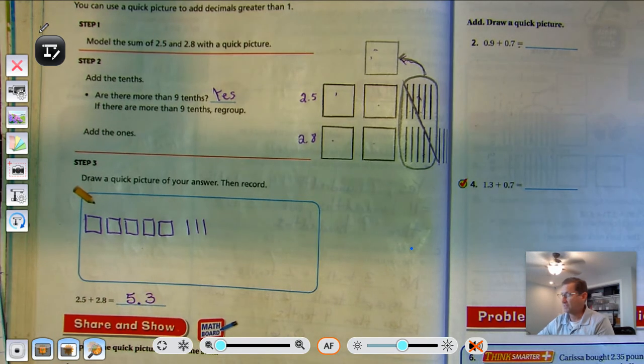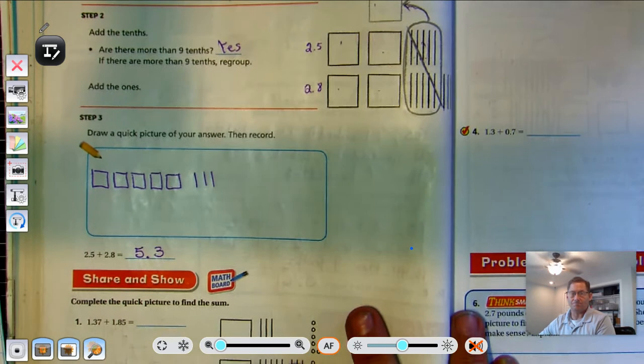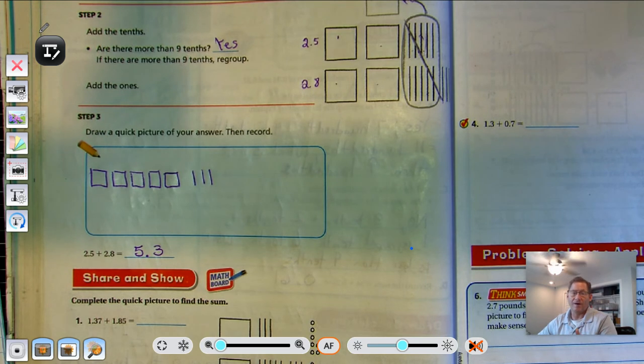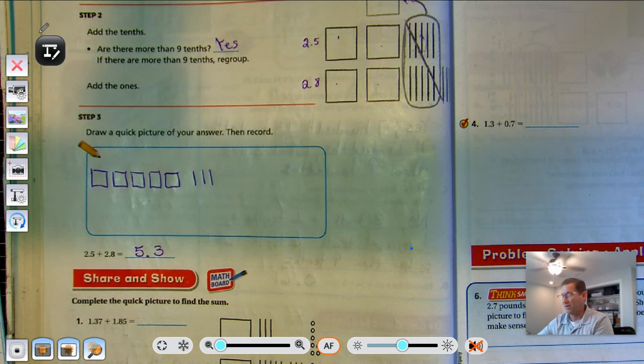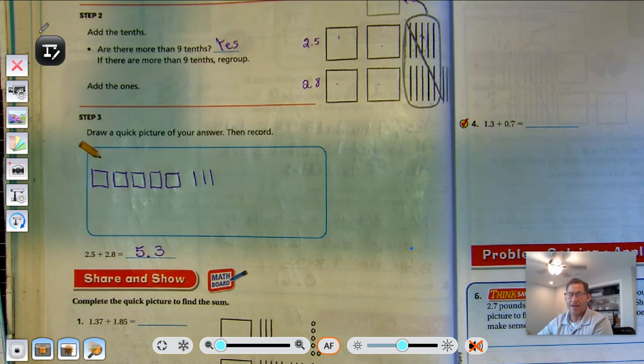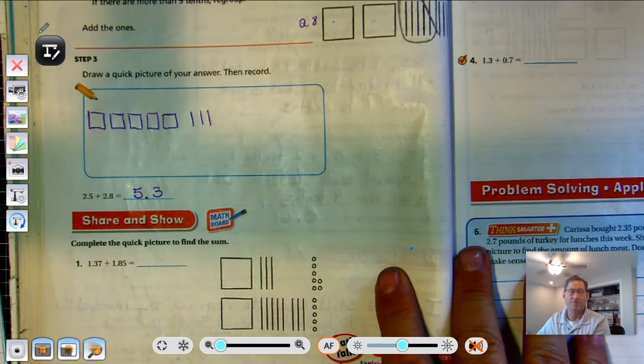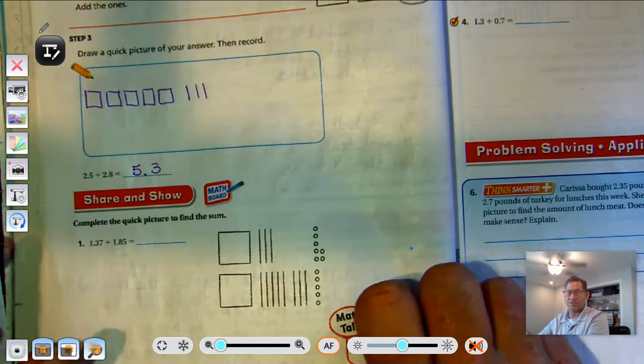Now also just keep in mind in this lesson, we're just practicing modeling the addition. We'll get to what we call traditional adding of decimals, where we just line up the decimal point, line up the place value, and just add as we would do normally. So we'll be doing that as well. But right now we're just practicing modeling the place value. All right, so complete the quick picture to find the sum.